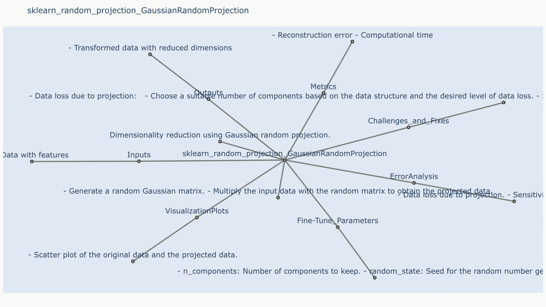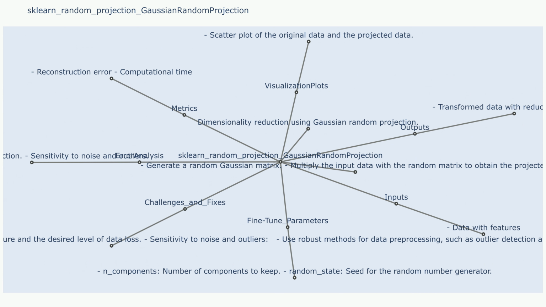Metrics: reconstruction error: this metric measures the difference between the original data and the data reconstructed from the projected space. A lower reconstruction error indicates better preservation of information. Preservation of distances: it quantifies how well distances between data points are preserved after projection. Ideally, distances in the projected space should be similar to those in the original space.